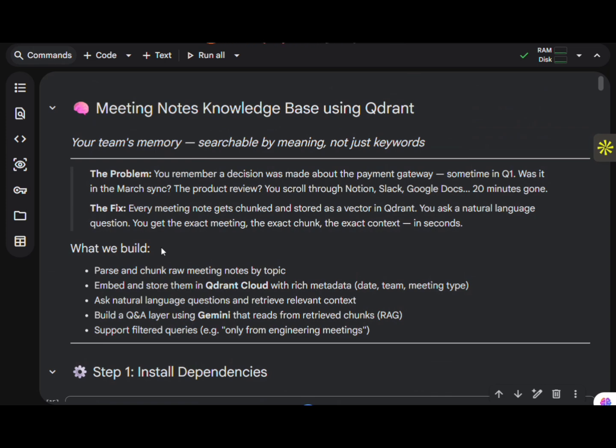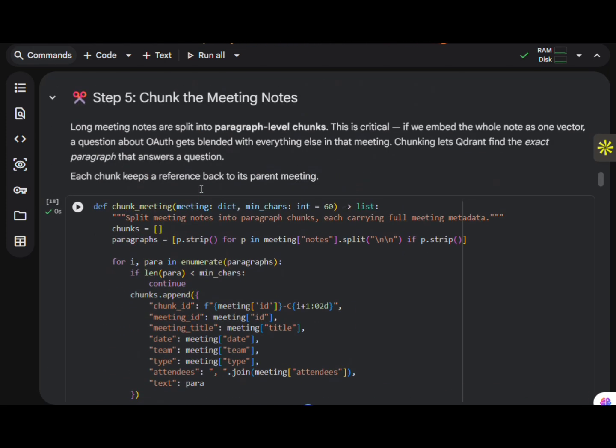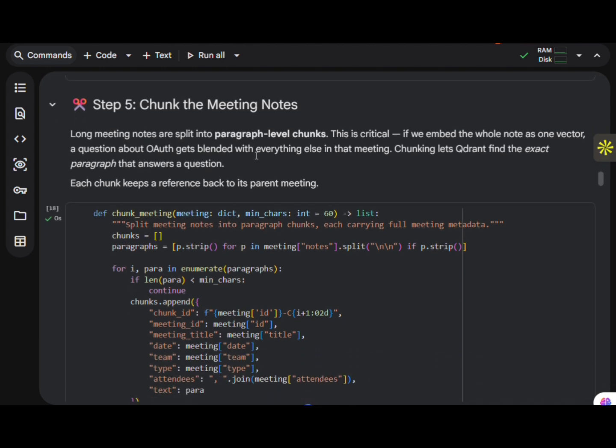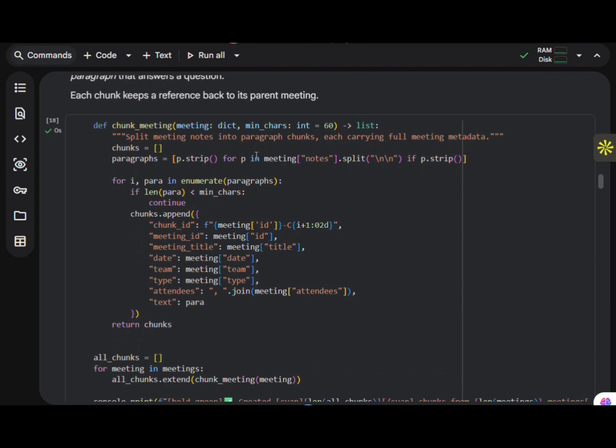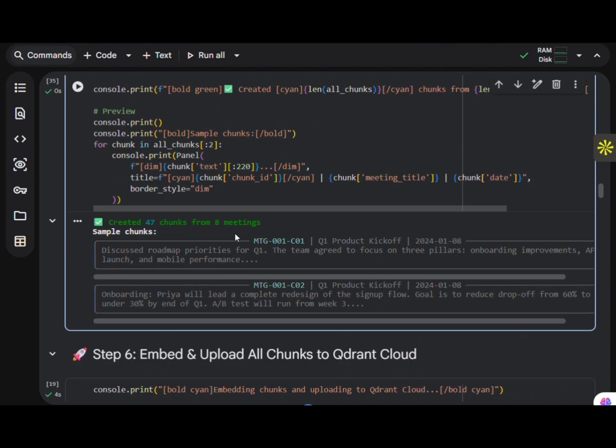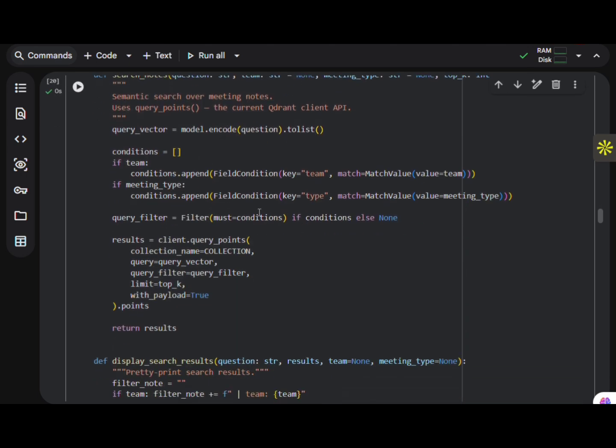Now the important step which I want to tell you about is the chunking part. We don't embed the whole meeting as one vector. We split by paragraph because one meeting covers 10 topics, and if you blend them all together, your search signal gets diluted. Paragraph level chunks mean Qdrant surfaces the exact piece of context that answers your question, not just the meeting. 40 chunks from 8 meetings. Each one carries its meeting ID, date, team, and type of metadata, as you can see.